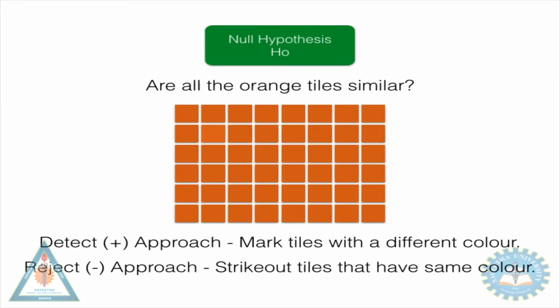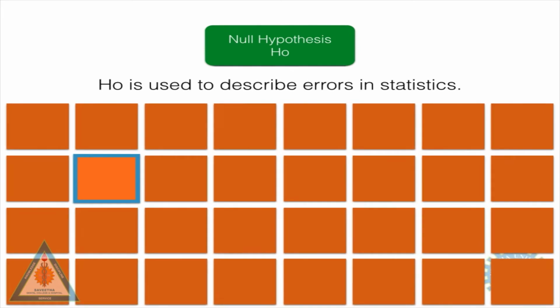For example, if you look at this array of tiles and your aim is to find a different orange tile, you can have two approaches. One is the detect-positive approach, where you find a tile which looks different. This is just overall grossly looking for an effect, and you may make errors in this. However, the next approach would be a reject-negative approach, wherein you need to set a baseline color for the tile and then individually match each tile and cross them off until you find a tile which has a different color or shade, as you can see in this one. So the null hypothesis is very useful to determine errors in statistics.